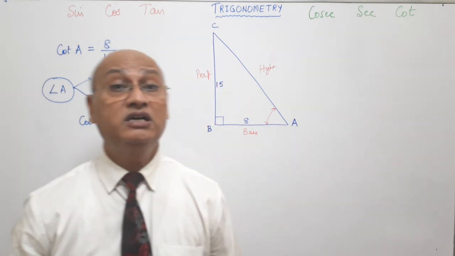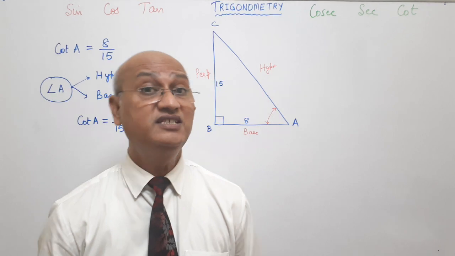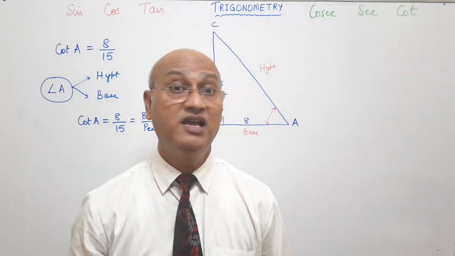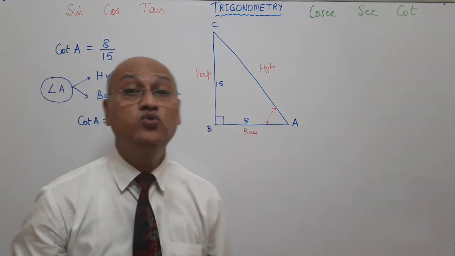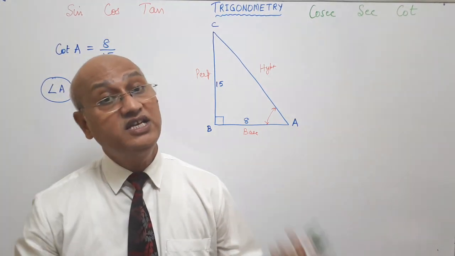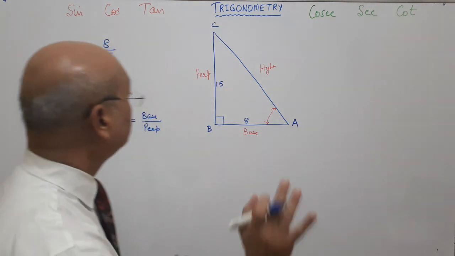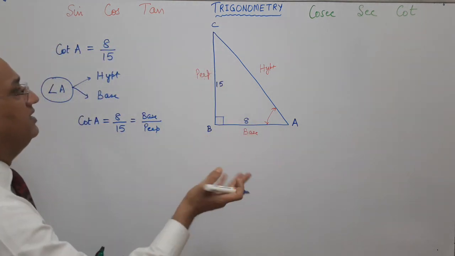But according to the definition, what is trigonometry? Trigonometry is the measurement of three sides of the right angle triangle. And here we are knowing only the two sides. So it is very essential, you have to find the value of the three sides before finding the value of the trigonometric ratios. So it's a right angle triangle, very easy concept.